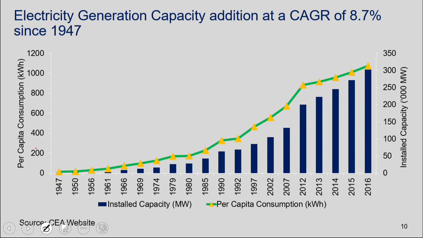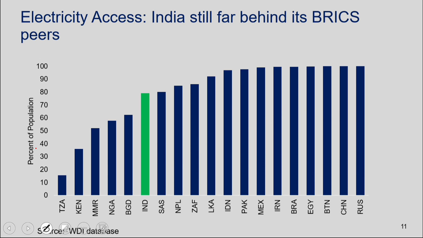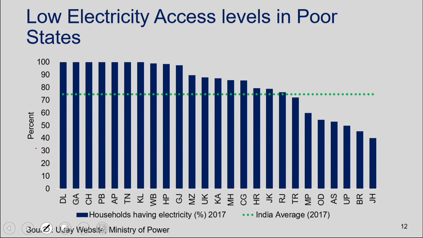But as I said, in the last 3 years, we've had a very strong addition to capacity. And you see that in percentage of population with access to power, India is behind the BRICS countries. And across the states, you see the same pattern in access to power. The poorer states are indeed those states with less electricity.